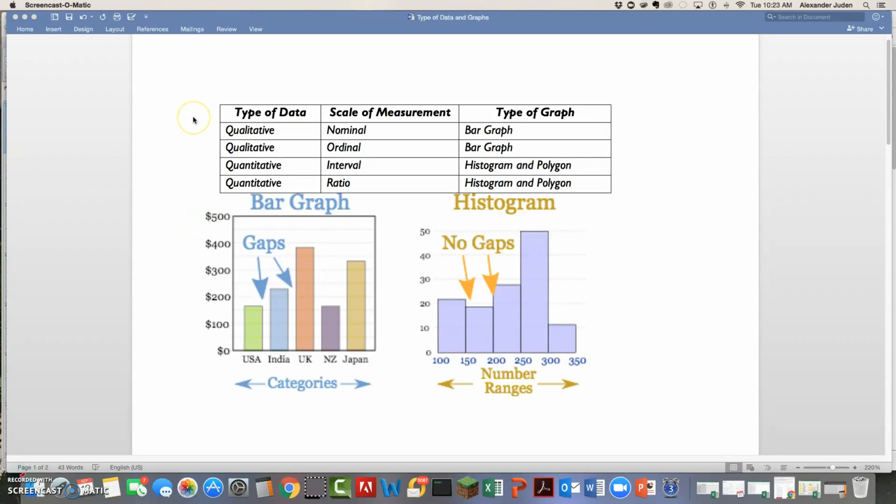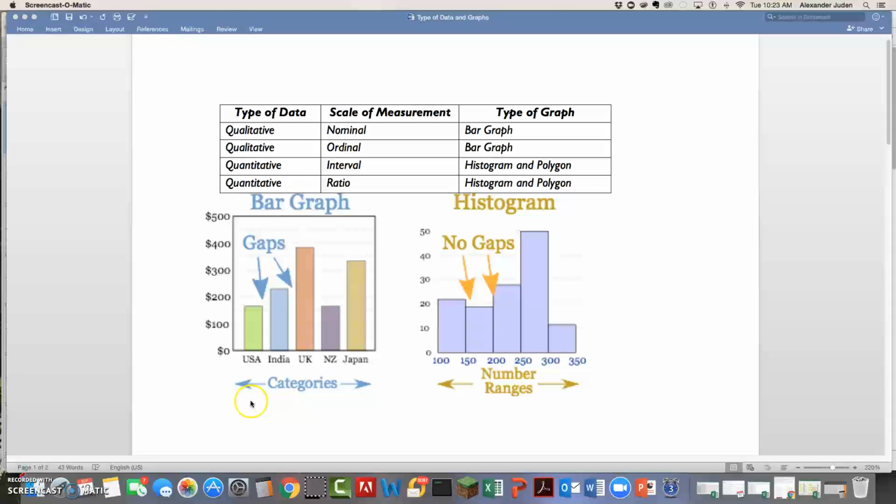I've created this table in this video to help you understand which type of graph would be appropriate. It is all centered around the type of data we're working with, whether it's qualitative, word categories, or quantitative, numeric values. Notice that in terms of the scales of measurement, nominal and ordinal data are considered qualitative, whereas interval and ratio are considered quantitative. If we're working with qualitative data, then a bar graph would be appropriate. If we're working with quantitative data, then a histogram or polygon would be appropriate.